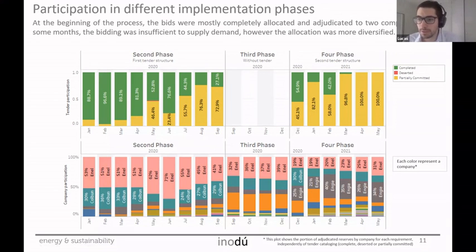Chile has a lot of companies, but when this market of reserves started, there was a big concentration of reserves adjudicated to just 2 companies. This is one of the weird things of this market. Okay. Okay. Thank you.